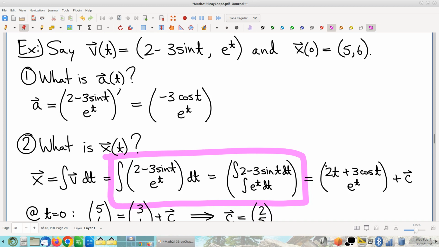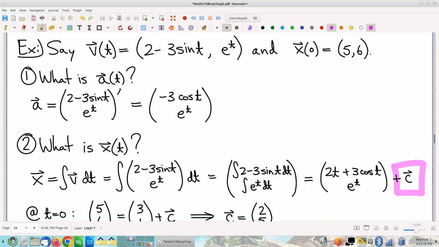A pretty straightforward calculation to find the antiderivative. You just do antiderivatives one component at a time. After all, we did derivatives one component at a time, so undoing that is still one component at a time. Easy calculus follows. The one little tricky bit is, of course, you get an integration constant. And now, how do we evaluate that integration constant?